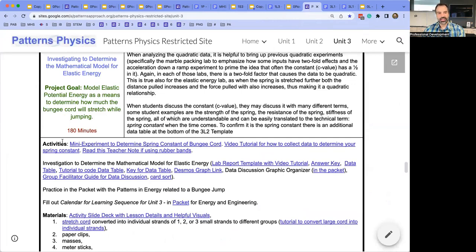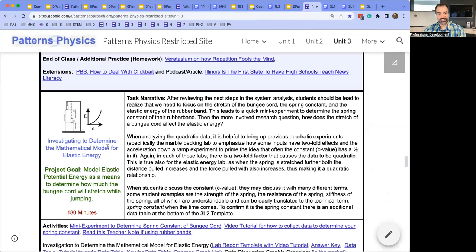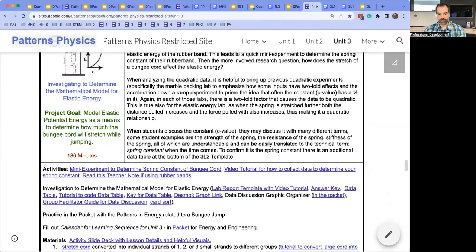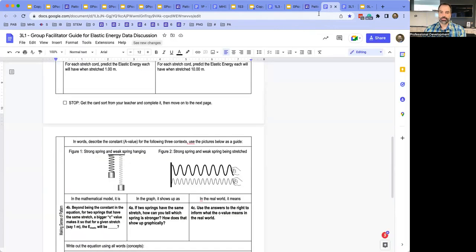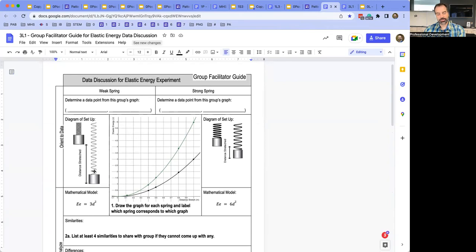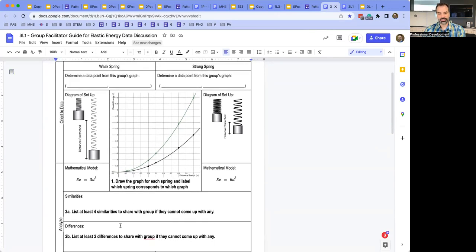So I just want to go here. We're looking at the investigation to determine the mathematical model for elastic energy. And if we go down to the resources, I just want to show this one, the group facilitation guide for data discussions. So I already have it open, so I'm just going to open it. Here we have it, group facilitator guide. So it's partially filled out. It has some guiding questions for students to ask.